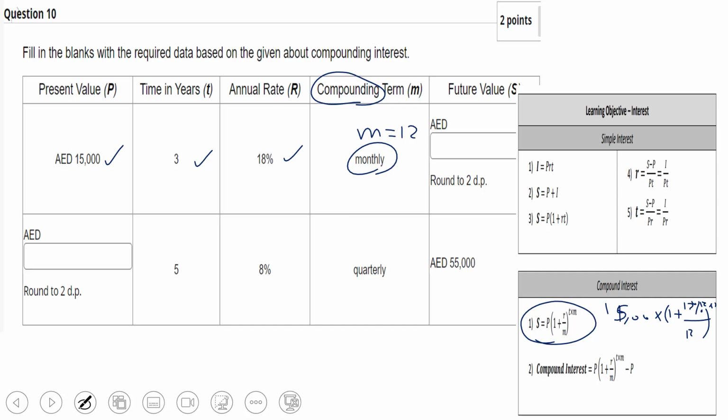Now, in this one, he gave you T and R and he gave you quarterly. It means M equal to 4. This is S. So now you are looking for B. As I said, B equals S over 1 plus R over M to the power M times T. Please plug in the numbers and get the value.